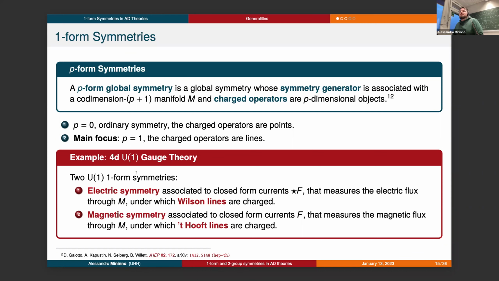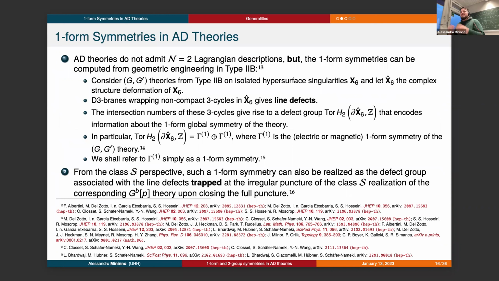Again, this is the main idea, but Argyres-Douglas theories have been studied in many contexts, and I really think that I'm not exhausting the list of papers on this topic. But since the Argyres-Douglas theories do not have an N=2 Lagrangian description, we need to find a different way to describe the one-form symmetry. And the way in which it's done is by geometric engineering.